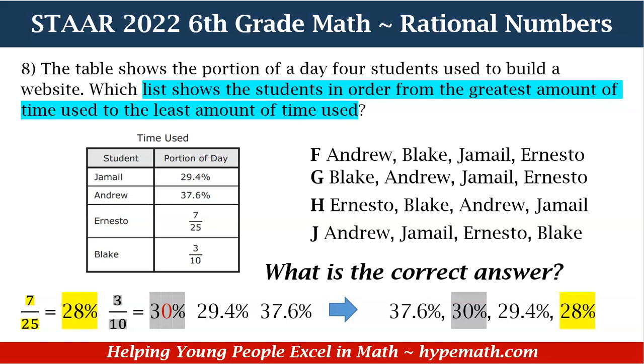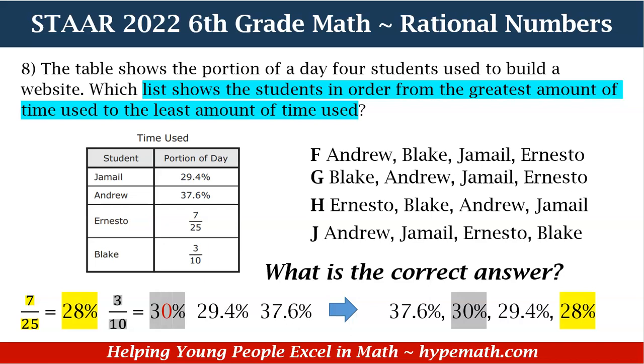Okay, so we'll see that 37.6%, well, looking at the chart, that's Andrew. 30%, okay, well, we know that there's not a 30% on the chart, but we remember that we converted that 30% from a fraction, and that fraction is 3/10. That means that's Blake. 29.4% is next. That's Jamel. And 28%, okay, we don't have a 28% on our table, but we remember that we converted that from a fraction, and our fraction is 7 over 25, which is Ernesto.